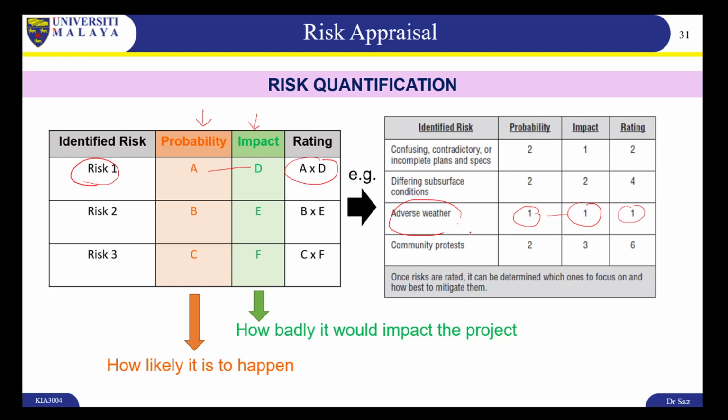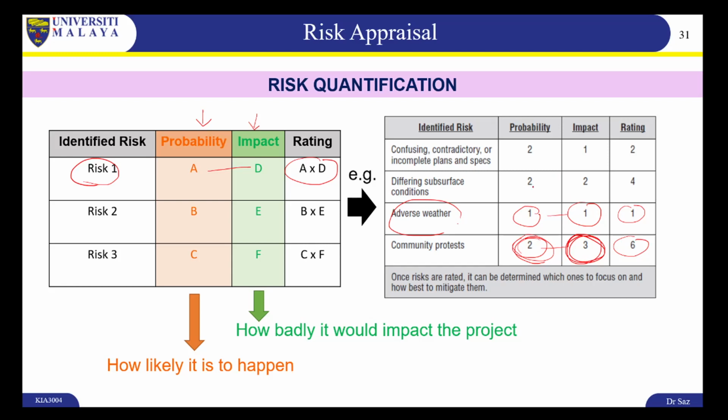Now let's see this community protest. Maybe the construction project is very controversial, and the local people might not agree with the project. So the probability of this happening would be quite moderate. It's at number 2. We can consider number 2 as moderate, and the impact would be quite high, number 3. Maybe if they do protests, it might hinder the work a lot. So you multiply these two, you get a number 6, and that's quite high, actually.